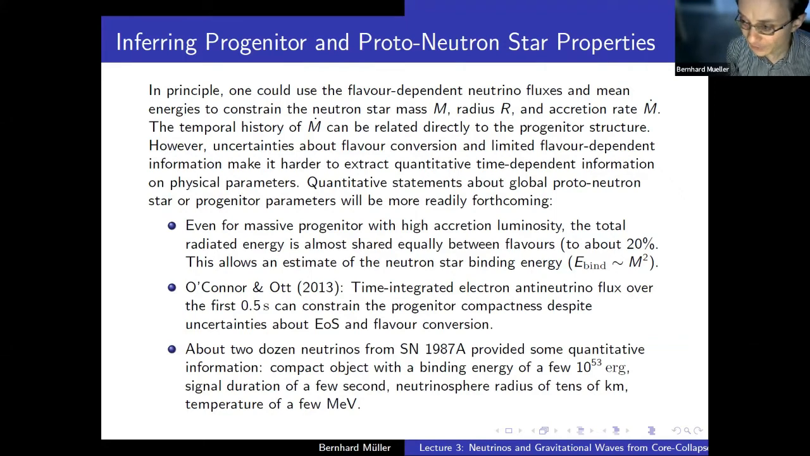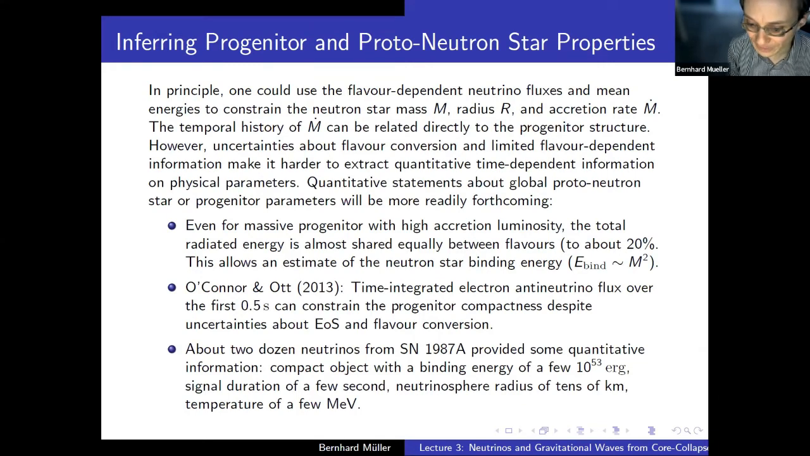This might sound a little non-ambitious, but with really good time information and huge count rates for a galactic supernova, we will, I'm sure, with a good data analysis, be able to learn a lot on the progenitor and the neutron star properties. Once the data is there, people will work it out.